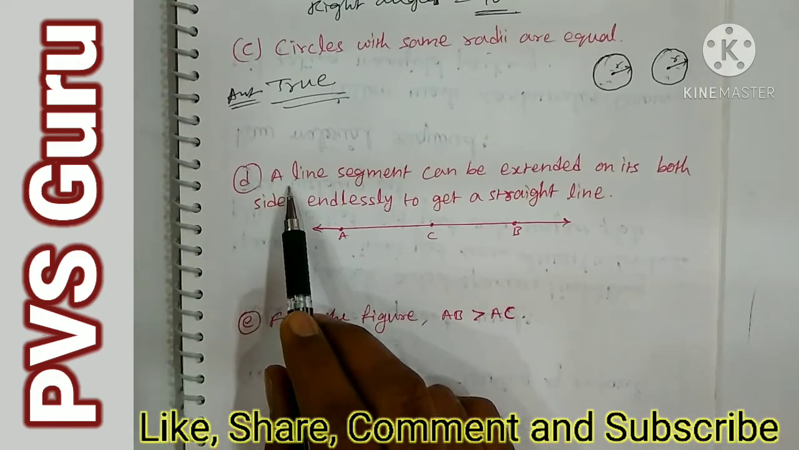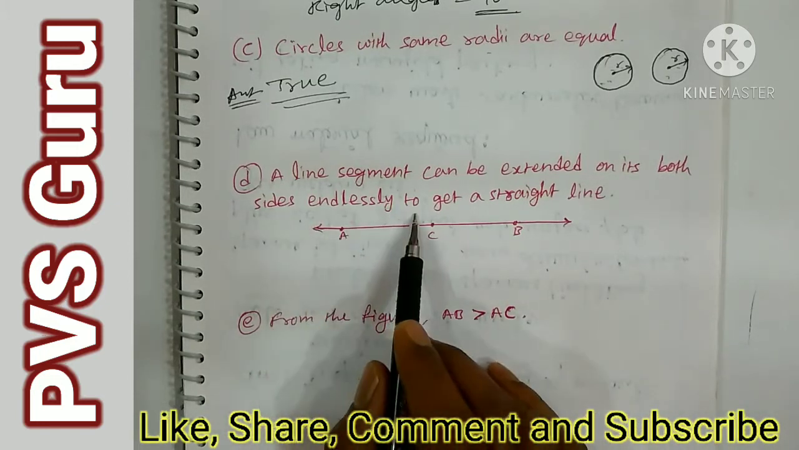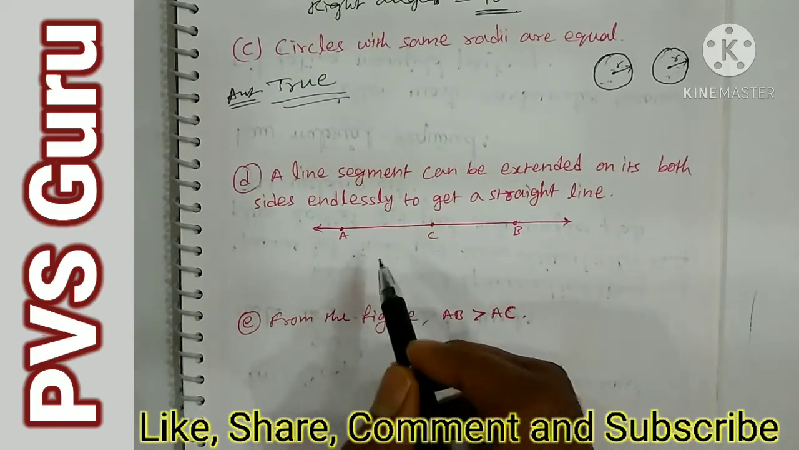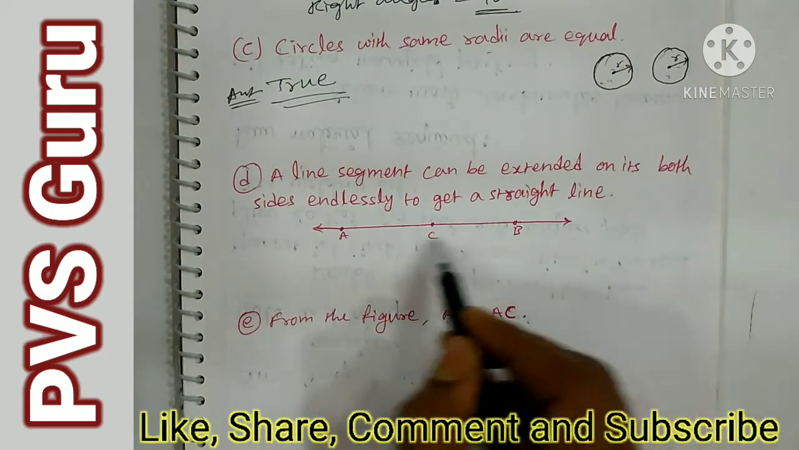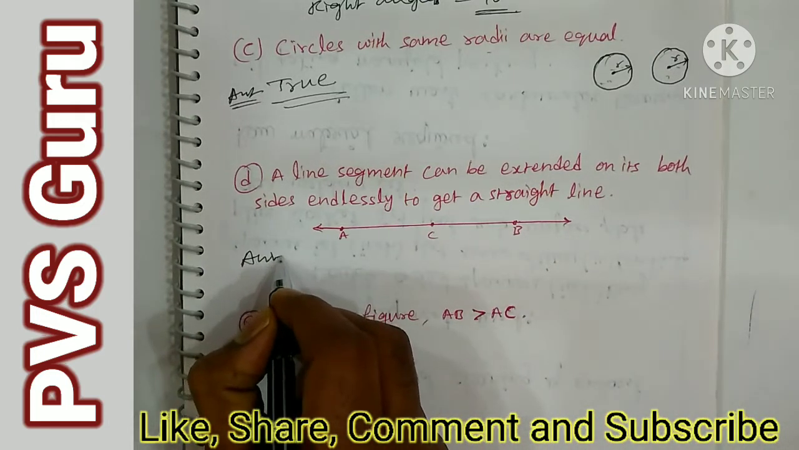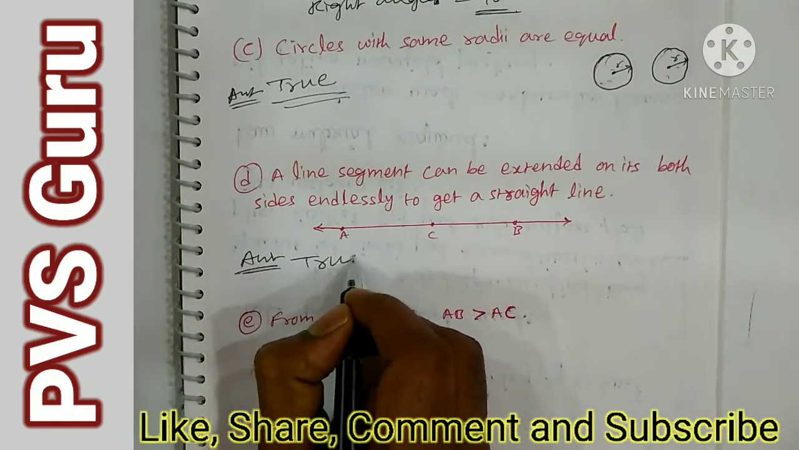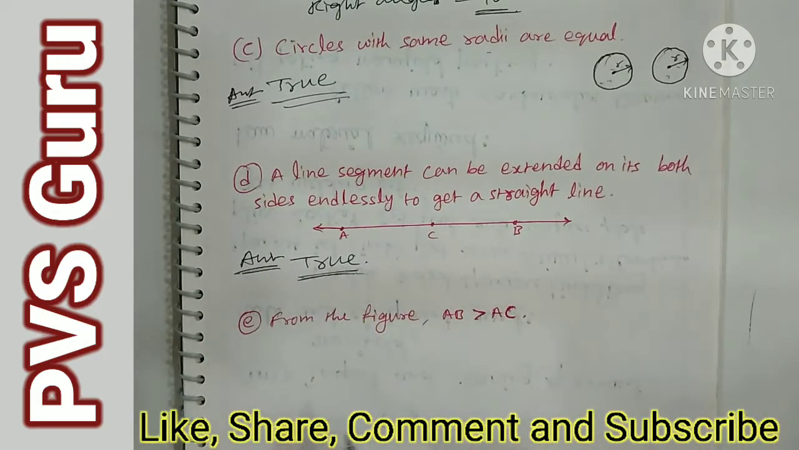D bit, a line segment can be extended on both its sides endlessly to get a straight line. So here this is the segment AB, extended on both sides, so it forms a straight line, so it is true.